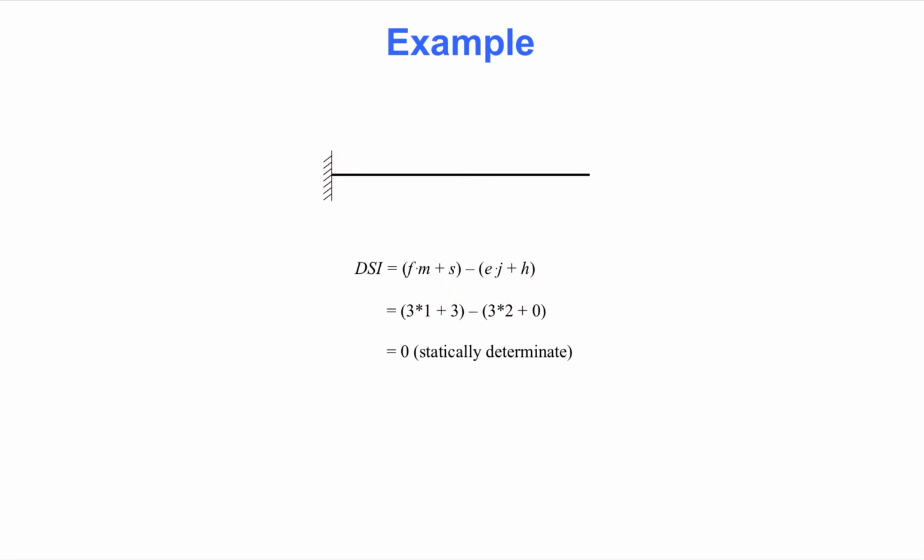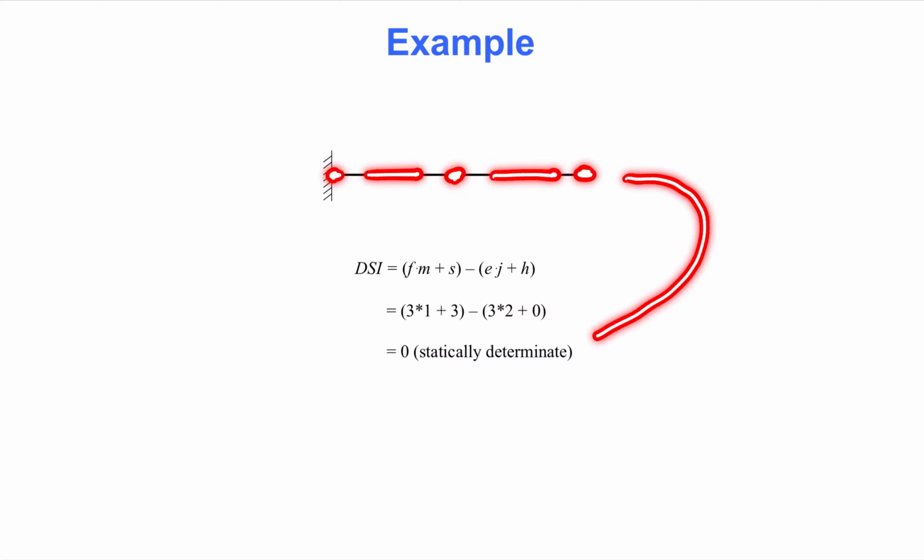This structure is statically determinate. Notice that if we arbitrarily selected to make our lives a little harder by including a joint at the middle of this beam, that would increase the number of joints to 3 and increase the number of members to 2. The final result would be exactly the same. When it comes to degree of static indeterminacy for a given structure, there is only one correct answer.